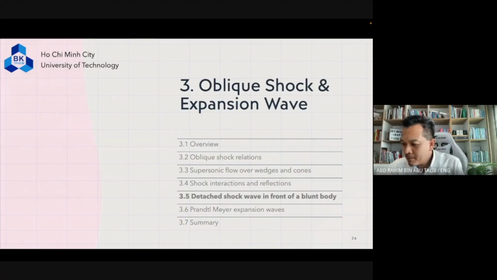For the remaining maybe 45 to 50 minutes, I'm going to cover the remaining topics on detached shock wave in front of a blunt body.